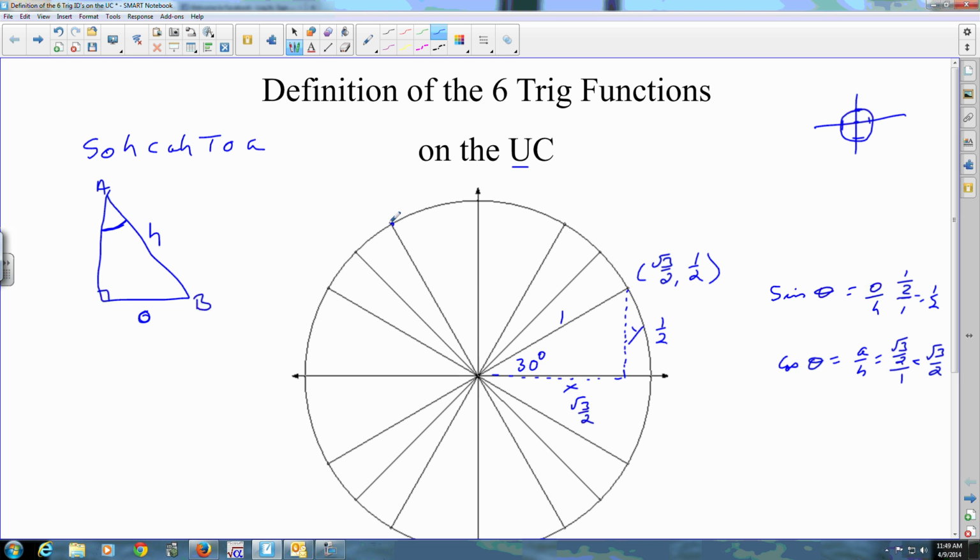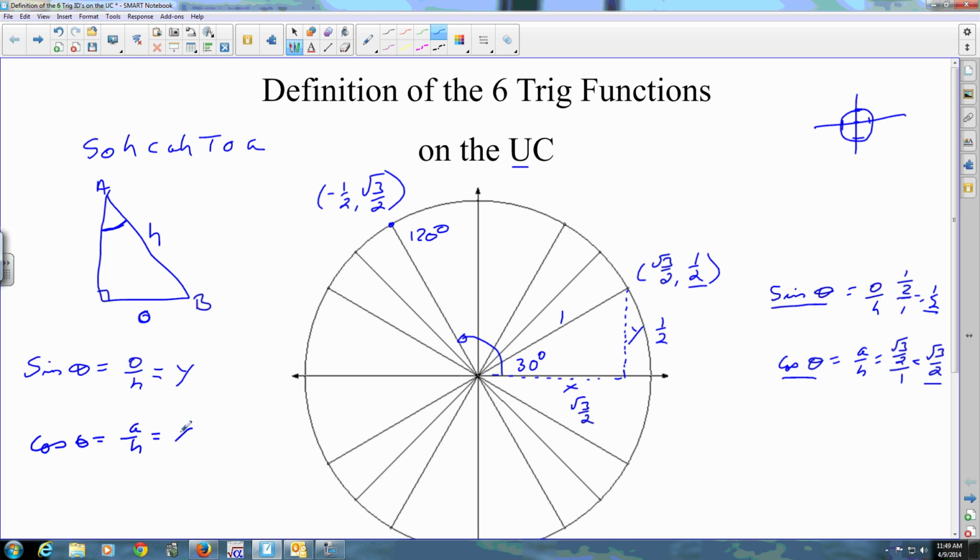So if I wanted the sine of 120 degrees, that coordinate is negative 1/2, positive square root of 3 over 2. What I want you to start to see is sine is your y value. Cosine is your x value. So when you're on the basic definition, let me back up. The basic definition of sine is opposite over a hypotenuse. If you're on the unit circle, it's your y value. Cosine is adjacent over a hypotenuse, which is your x value.